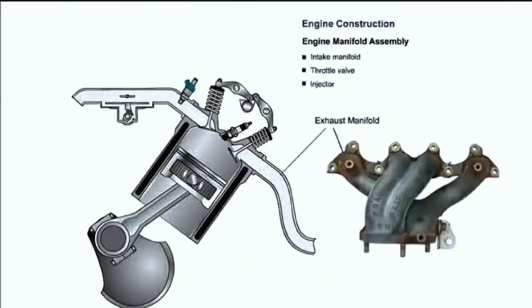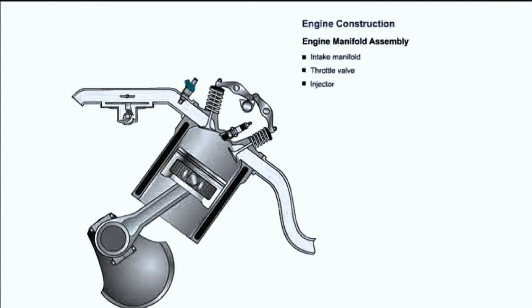The exhaust manifold provides the passageway to the exhaust system for the burnt gases leaving through the exhaust valve. The virtual engine is now ready to demonstrate the 4-stroke cycles of an internal combustion engine.